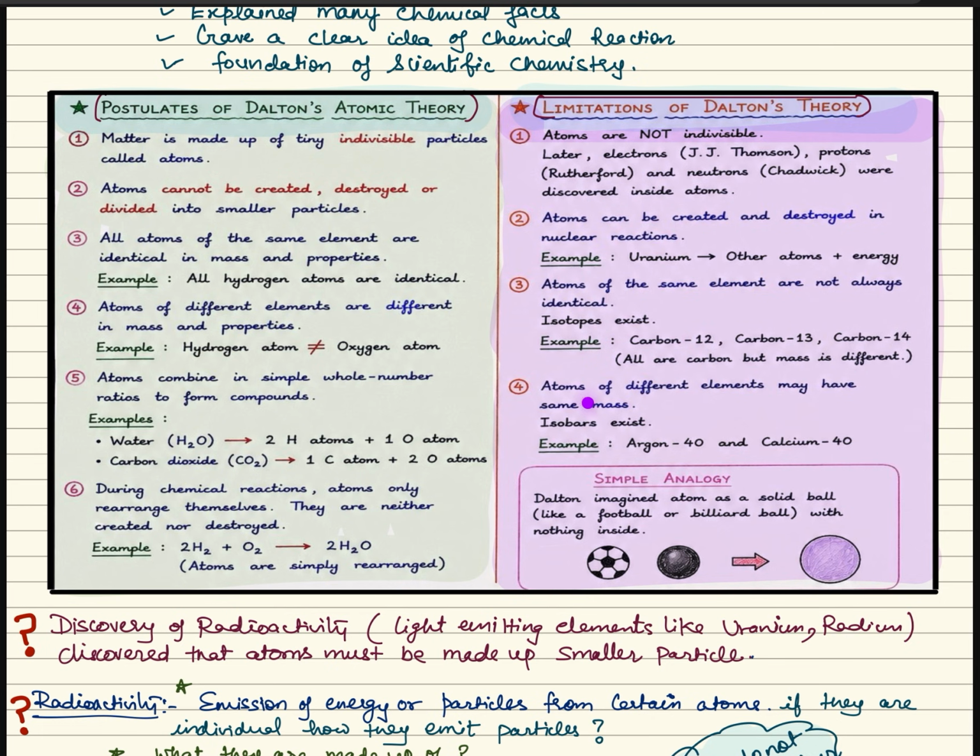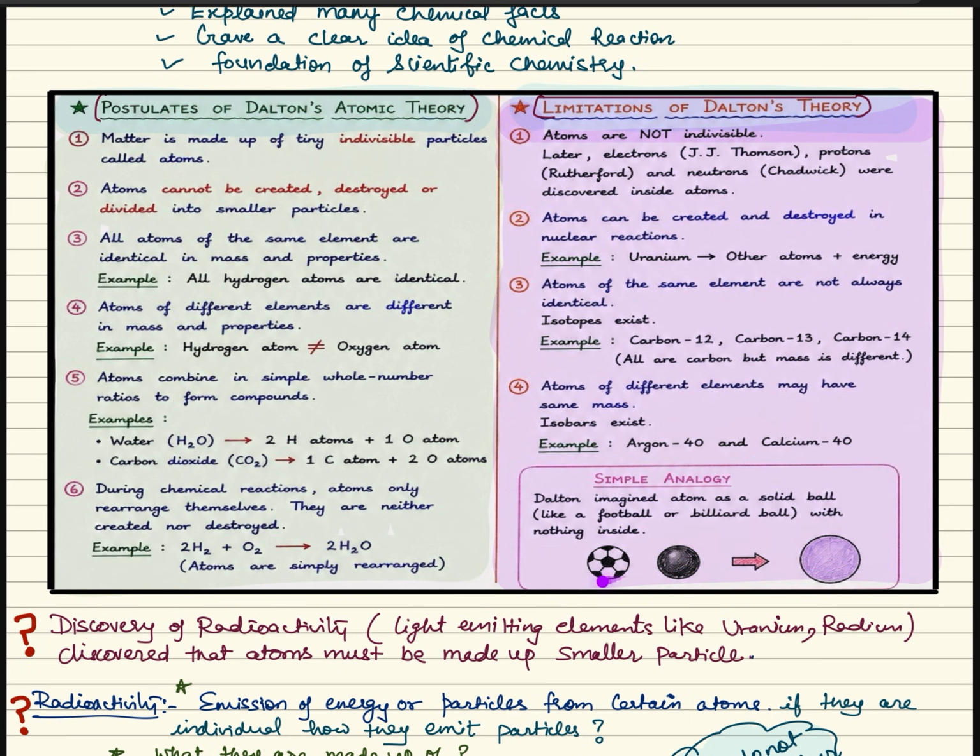And the fourth one, atoms of different elements may have the same mass. Okay, you can see these are different elements, they can have the same mass. It means he could not show the existence of isotopes and isobars. So that was the limitations of Dalton theory. So this is all about Dalton theory.